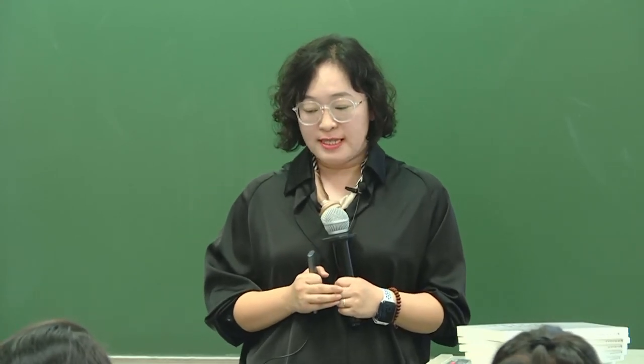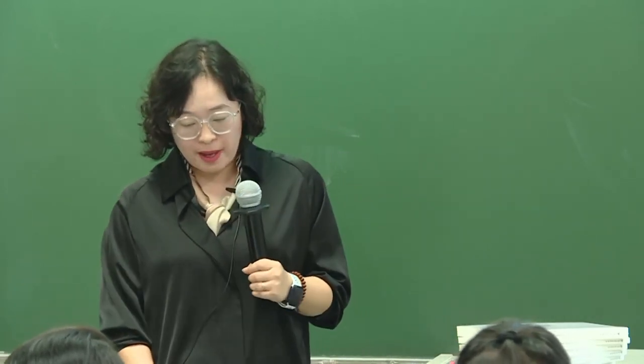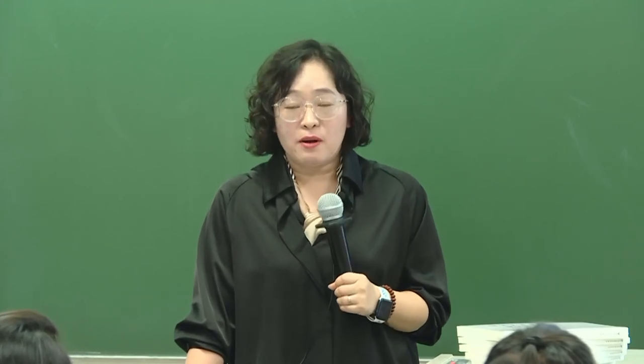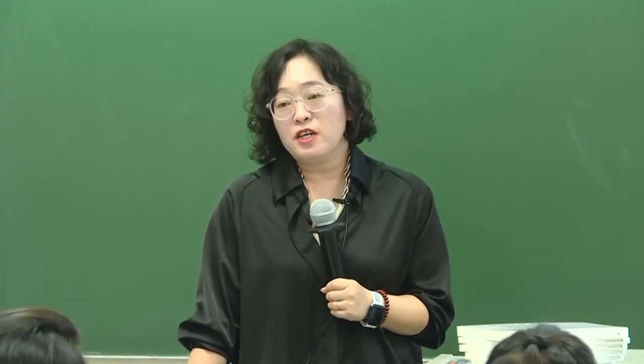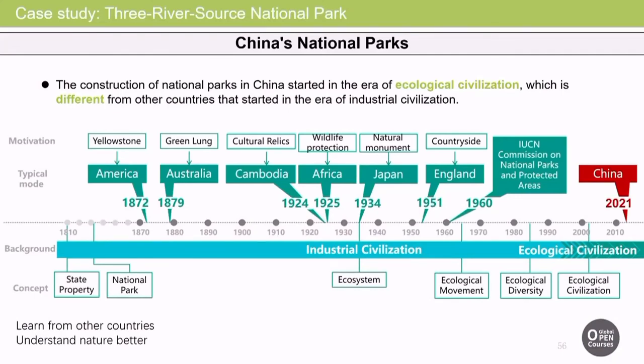So back to the first set of keywords today, China's national parks. As you may remember from the previous lecture, Mr. Cao mentioned that our national parks were established in the era of ecological civilization, after the countries who built national parks in the industrial society. What does that mean? What does ecological civilization mean to us, to our national parks? Of course, we can learn from other countries because we are the latecomer. As the latecomer, we can learn lessons from other countries and we can understand nature better with science and technology developing, right? What else?